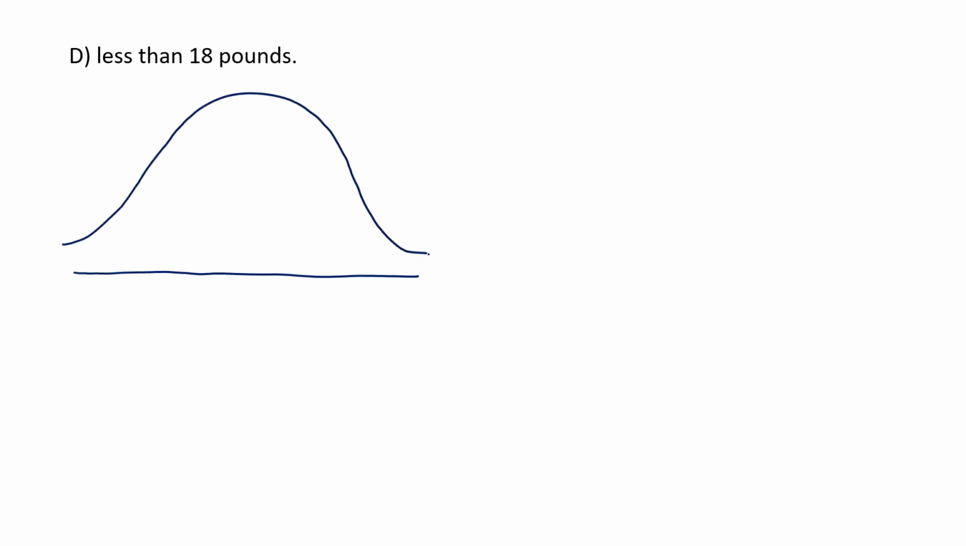Part D, less than 18 pounds. Again, let's draw the normal curve. That's a horizontal line with a bell-shaped curve above it. Always mark the mean. Standard score is 0. The mean is given to us in the problem as 22.5. The standard deviation is also given, and it's given as 2.2.